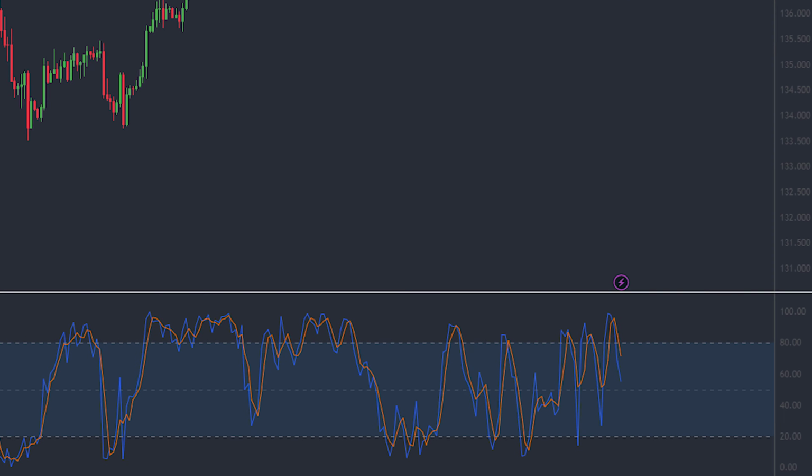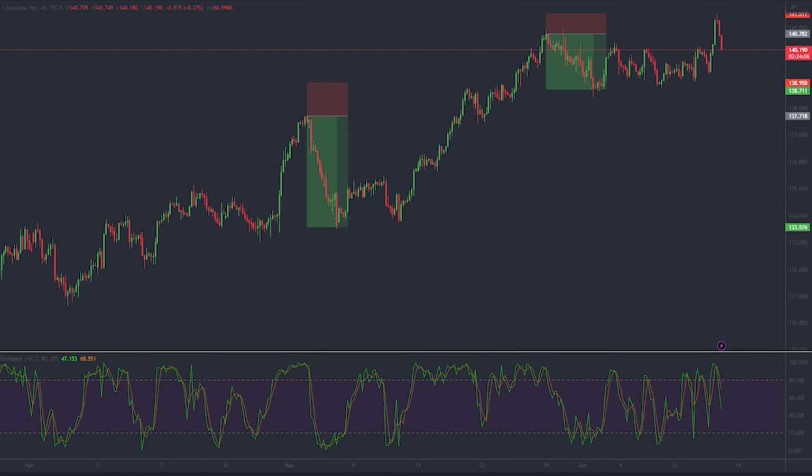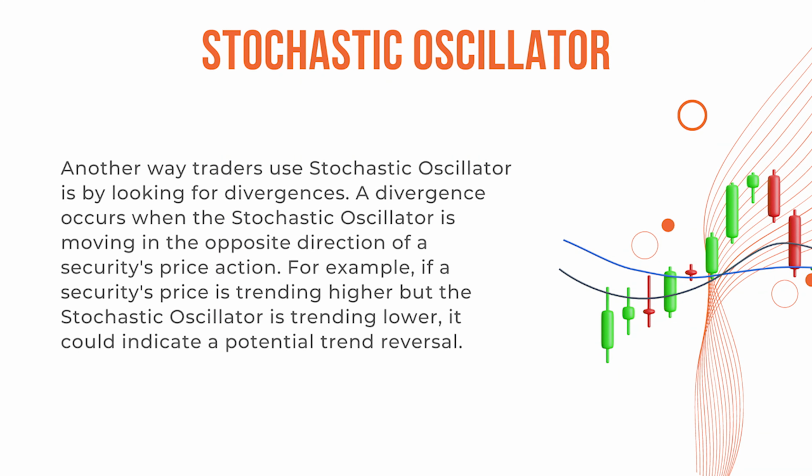When the %K line is above 80, it indicates that a security is overbought and potentially due for a price correction. When the %K line is below 20, it indicates a security is oversold and potentially due for a price rebound. Traders often use these levels as potential buy or sell signals. Another way traders use stochastic oscillator is by looking for divergence.